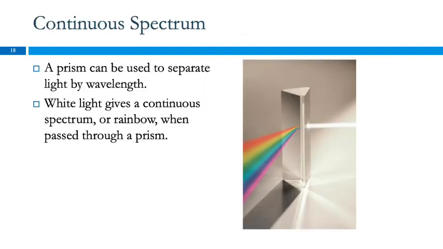So a continuous spectrum, we get this continuous rainbow from red through violet. So here we've got white light passing through a prism. This has all the colors in it, and the prism separates them, and we see a beautiful rainbow.